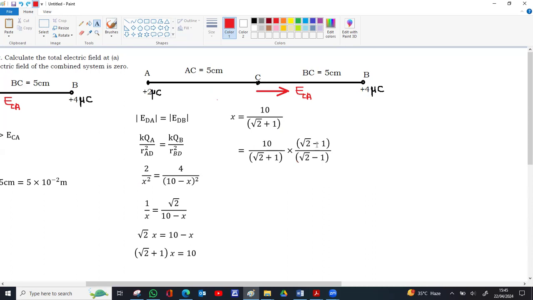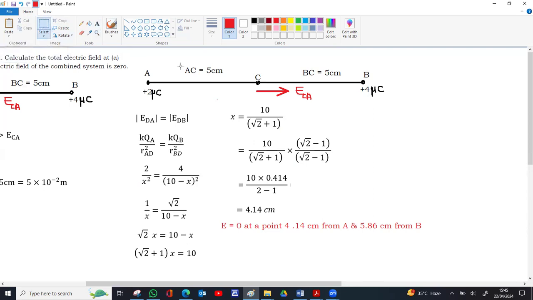10 into root 2 minus 1. Root 2 is 1.414, minus 1, 0.414, into 10. A plus B into A minus B is A square minus B square. So root 2 square is 2, 1 square is 1, so 2 minus 1. So 10 into 0.414 by 1, 4.14 centimeters. That's from A to D, and we subtract 10 minus 4.14, which is 5.86 from B. So the electric field is 0 at a point 4.14 centimeters from A and 5.86 centimeters from B.